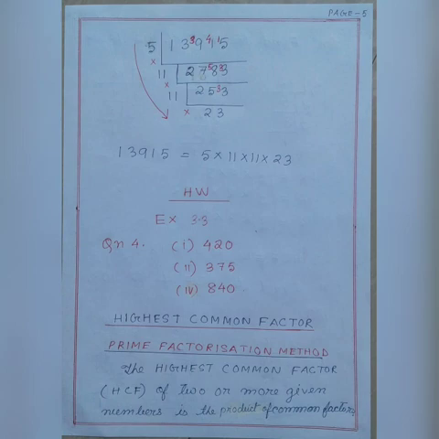By using short division method, 1 is not divisible by 5, so I shall take the next number 13. In 13 there are 2 5s, so 5 into 2 is 10. So 13 minus 10, 3 will be remainder. So the next digit is 39. In 39 there are 7 5s. 5 into 7 is 35. So 4 is remainder. 4 and the next digit 1, 41.